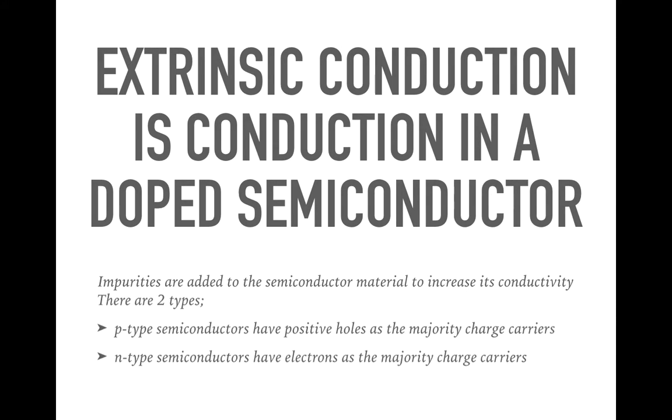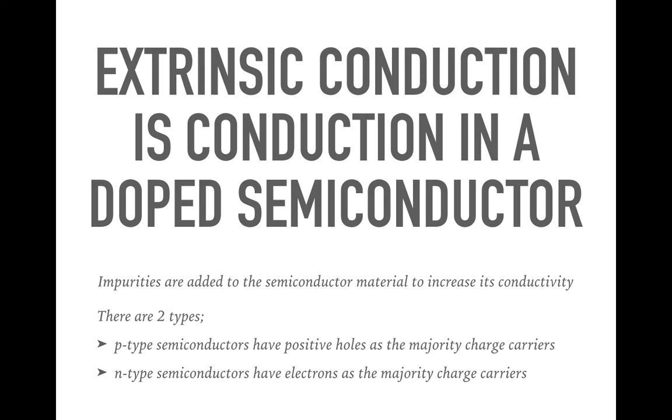Now there are two types. There are p-type semiconductors, where an impurity is added such that there are more positive charge carriers available for conduction. In other words, there'll be more positive holes available as the majority charge carriers. And then there are n-type semiconductors, where electrons, which are negative, are the majority charge carriers. And there's a different material that's doped to get an n-type semiconductor in comparison to a p-type semiconductor material.